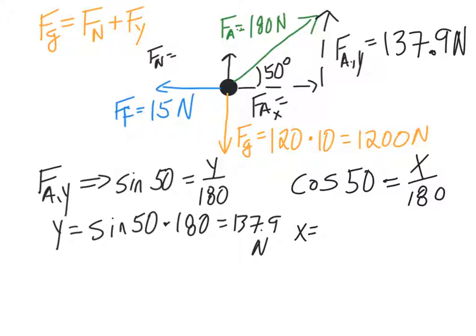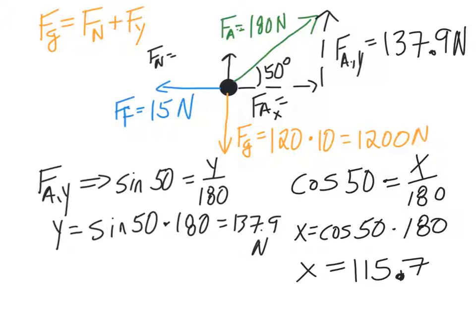So then x equals cosine of 50 times 180. So that tells me my x is equal to 115.7. So it comes out to be greater than the frictional force, which makes sense because it needs to speed up. So we have that there, 115.7. And the last thing we need to do is get the normal force, which we can use this thought up here that everything down, the force of gravity, has to equal everything up, which would be my normal force and this y component over here.